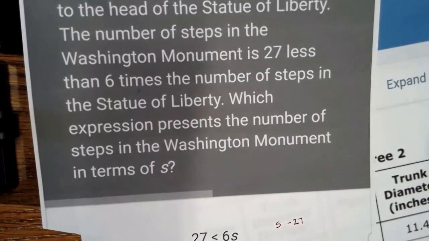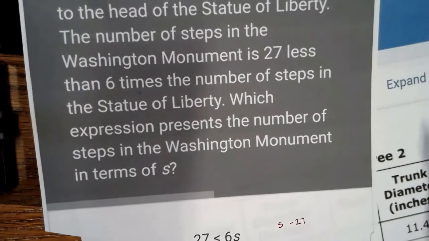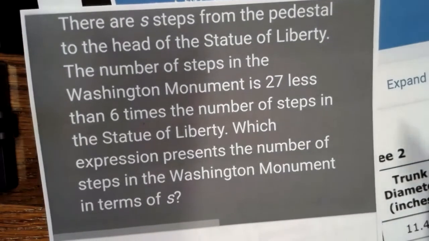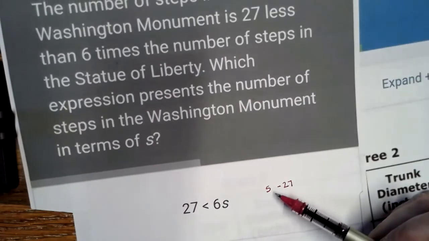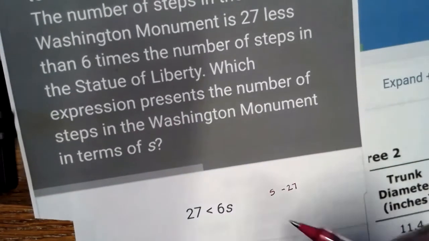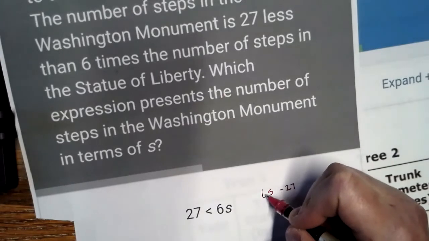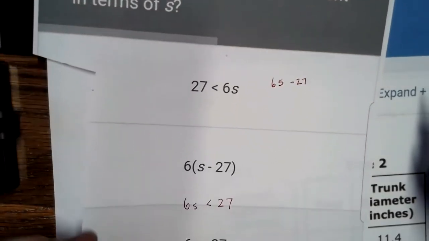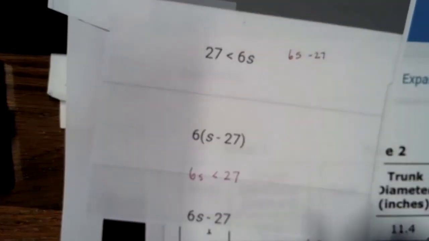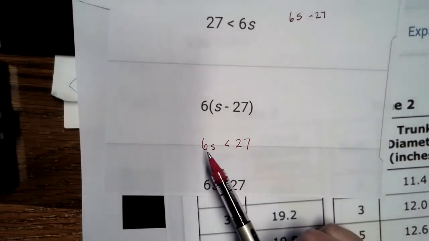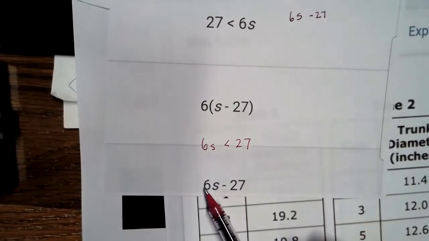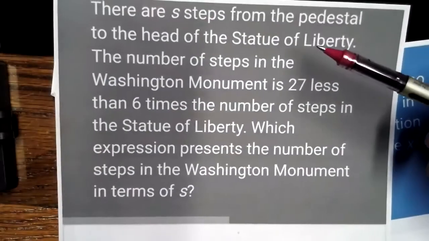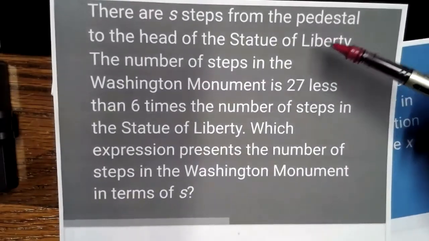And then less than 6 times the number of steps in the Statue of Liberty. So we already know S is the number of steps in the Statue of Liberty, and this is 6 times that number. So we're going to say 6S minus 27. Now let's go through here and see if we've got one of these. Oh, right there. It's this one. 6S. Oh, no, it's not that one. It's this one at the bottom. Sorry. 6S minus 27. So there are S steps from the pedestal to the head of the Statue of Liberty.